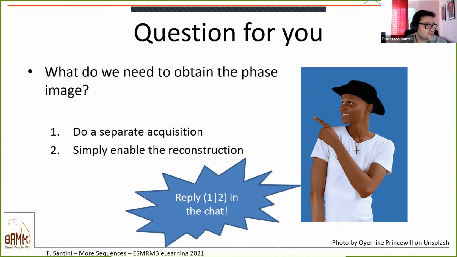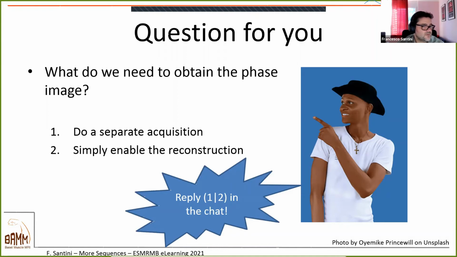This is something that I didn't say explicitly, but maybe you know. What do we need to obtain the phase image? If I want to look at the phase image, what do I need to do? Is it a separate acquisition? So I acquire first the magnitude of the signal, and then I do another acquisition where I acquire the phase, or I already obtain the phase and the magnitude, and I just have to tell the system to visualize the phase to see it. What do you think?